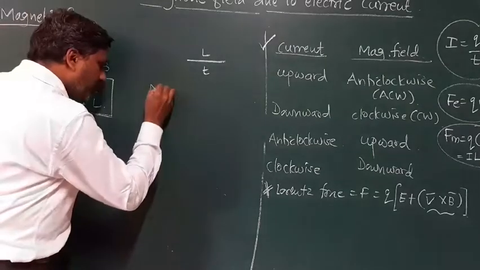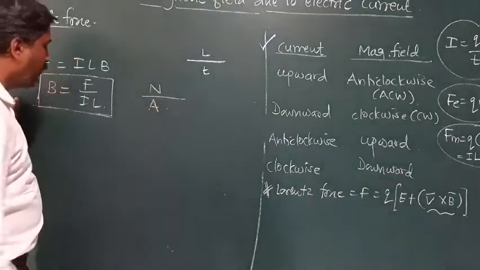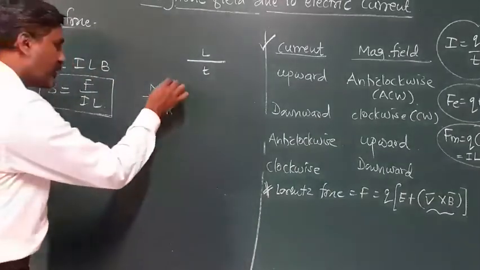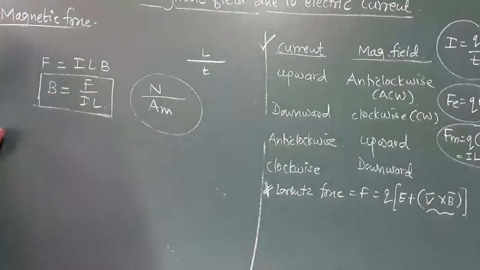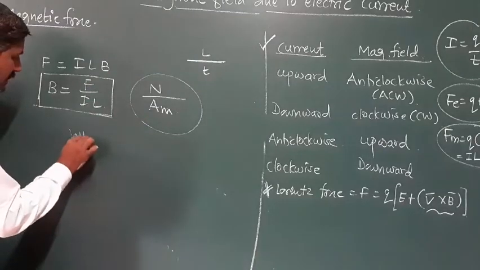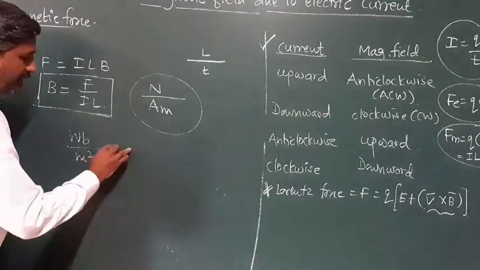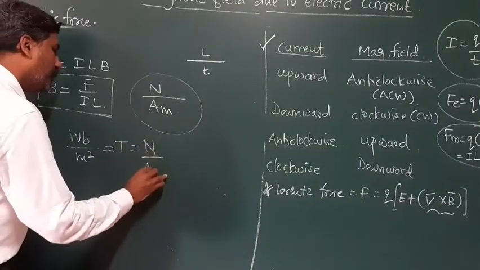What is the unit of force? Newton. Current is given in ampere and length is expressed in meter. So its SI unit is what? Newton per ampere meter. This is one unit of magnetic induction. And we are already using that magnetic induction is given by Weber per meter square. Tesla is one more unit, and it is the same as Newton per ampere meter.